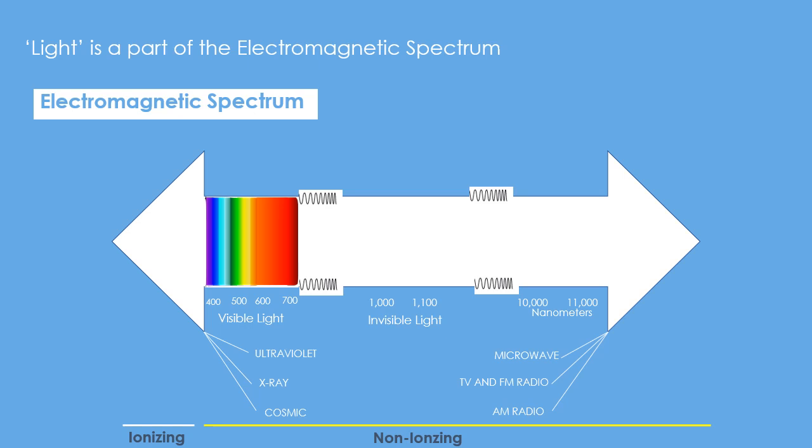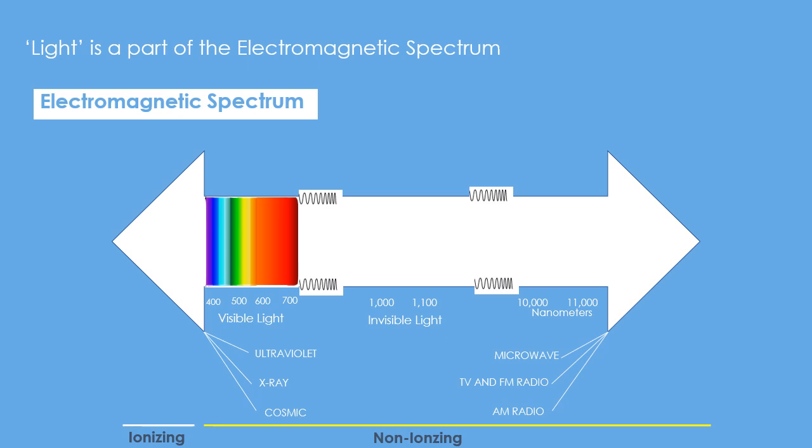So when we talk about laser, it's very important to know that laser is part of the light spectrum, and the light spectrum is part of the electromagnetic spectrum. This electromagnetic spectrum starts with the cosmic rays, the X-ray, and then the ultraviolet. And then we have the visible lights, then we have the invisible lights, and then it will end up with the microwave, the TV and FM radio waves, and then the AM radio waves.